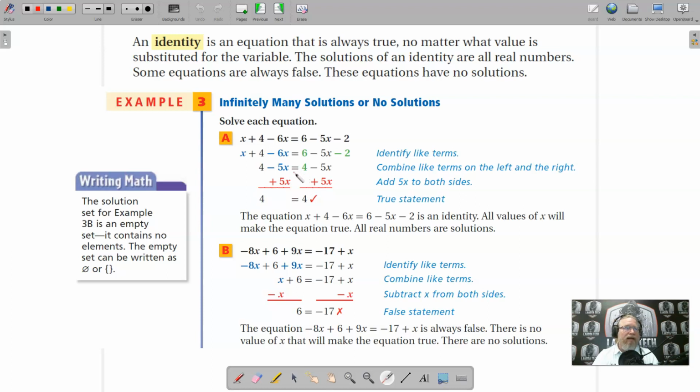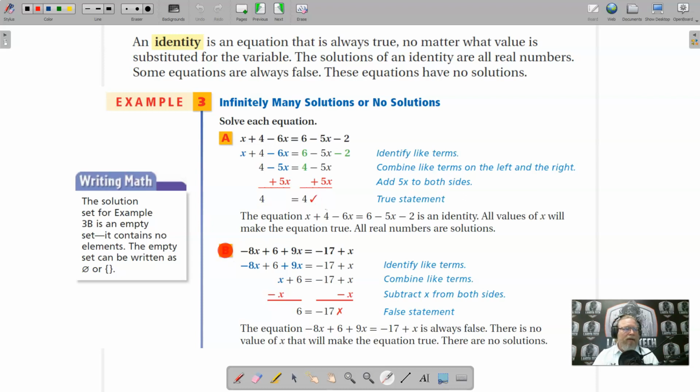There is an infinite number of solutions. So the equation x plus 4 minus 6x equals 6 minus 5x minus 2 is an identity. All values of x will make the equation true, so all real numbers are solutions. Again, if you go to solve the problem, the variable just disappears, and you end up with some number equals itself, and it's a true statement, then that is an identity.